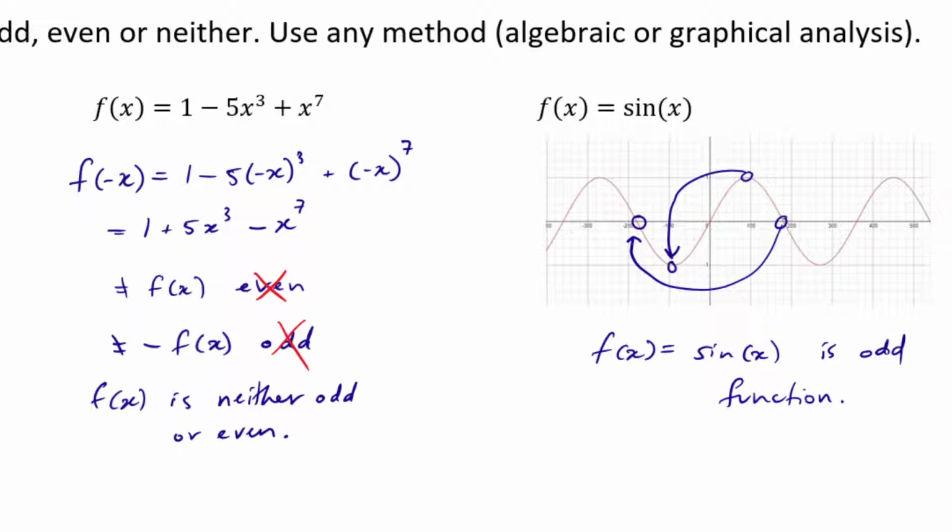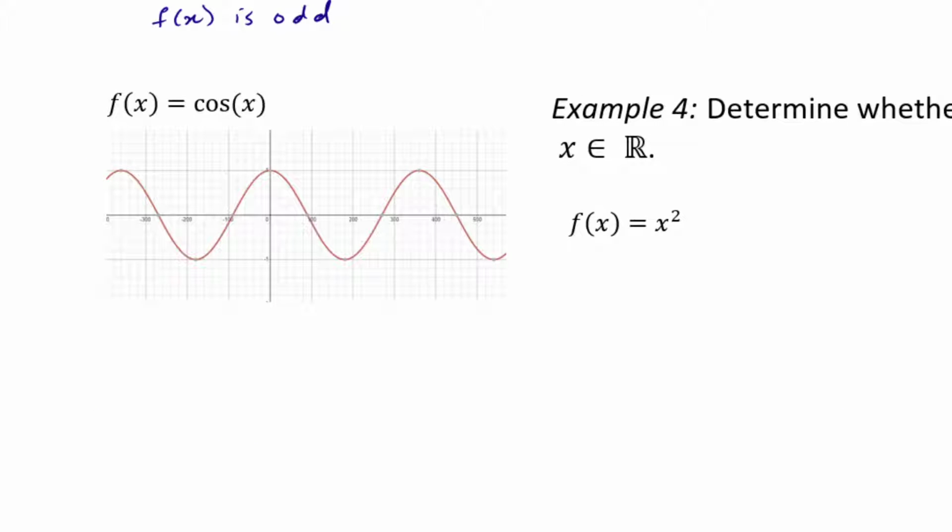All right? Let's move to the final example, which is the cos graph. Looking at the cos graph right here, we can see that it is reflected in the y-axis, right? So it can map onto itself directly in the y-axis. So therefore, f of x equals cos x is an even function.